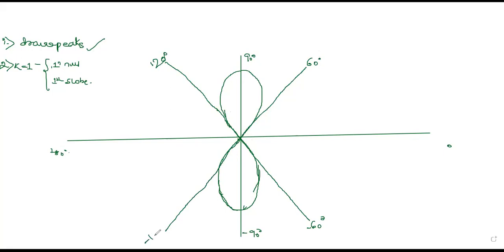Draw this minus 120 degree. So first, for k is equal to 1, you're drawing the first null direction. After that, remember you're not taking k is equal to 0 directly after the peak. You're going for k is equal to 1, first null direction. Then see what is k is equal to 1 for side lobe direction.